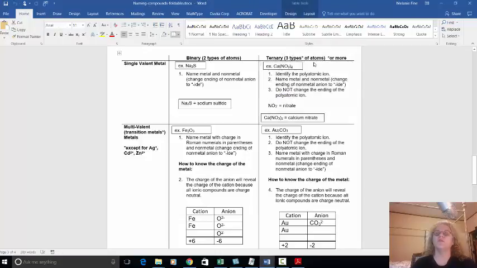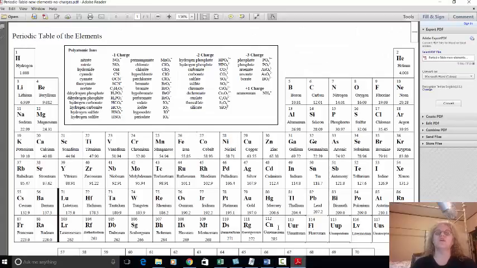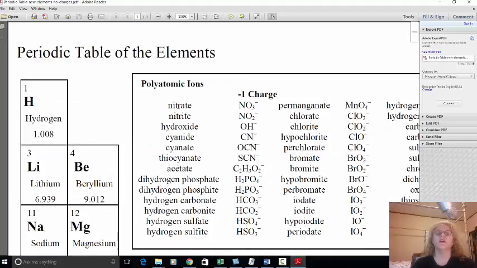Whenever you have a compound to name that's ionic, by the way, that has a metal and 3 or more atoms, you're going to look at your periodic table and identify that polyatomic ion. Here is the one we were just looking at, NO3. It's called nitrate, and it's NO3 with a 1- charge.